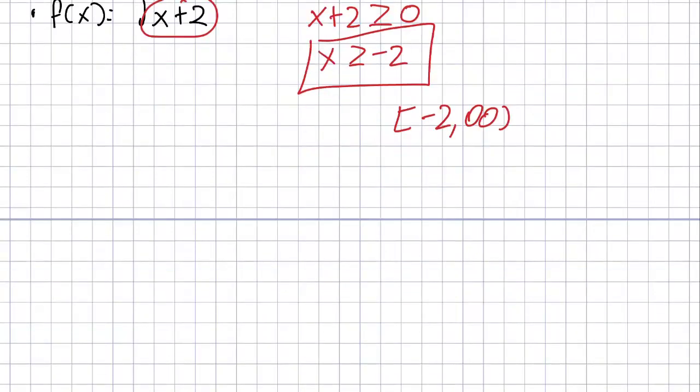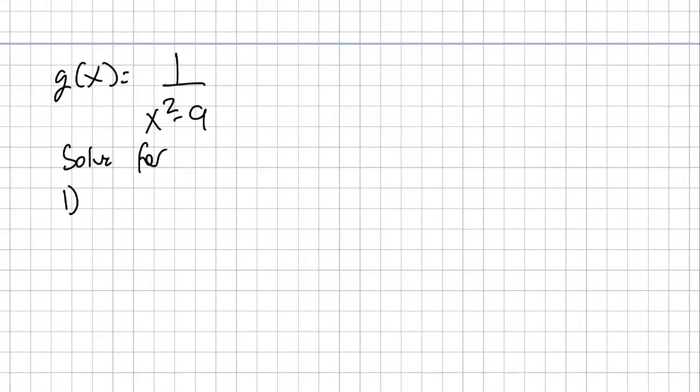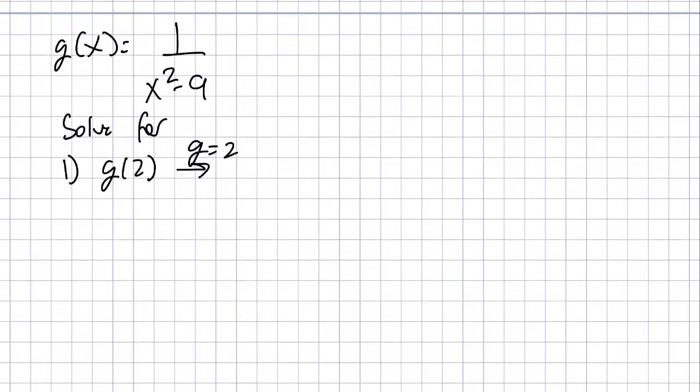Okay, the last thing you guys are gonna learn is just solving for input functions. So g of x equals 1 over x squared minus 9. And then you're gonna solve for different parts. The first one is g of 2. That means you're just gonna plug 2 into your function. So 1 over 2 squared minus 9, and then just solve it regularly.